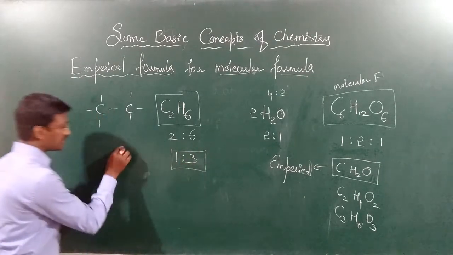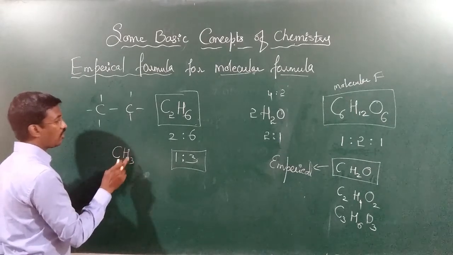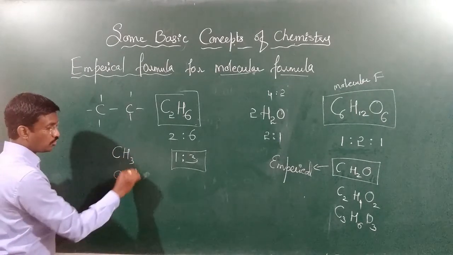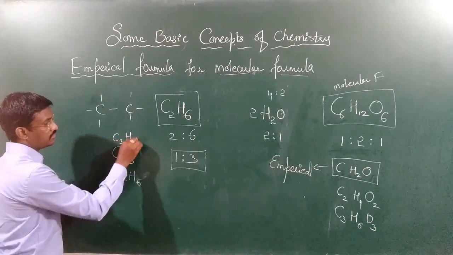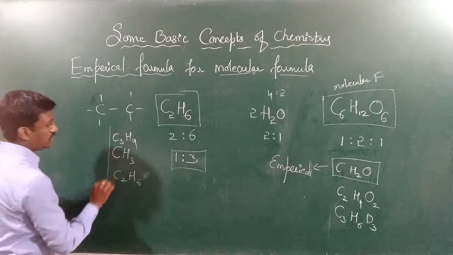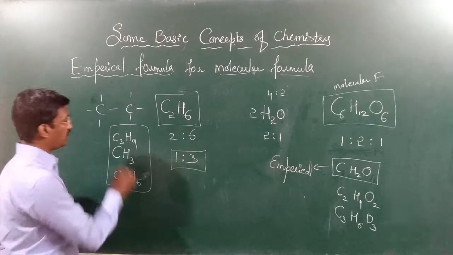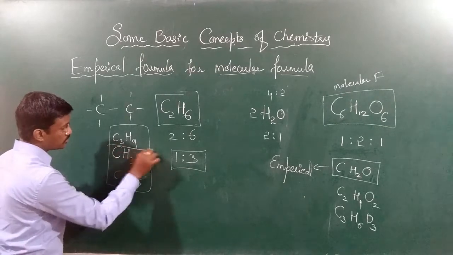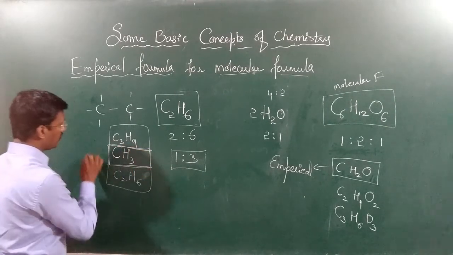So 1:3 is nothing but carbon is 1, hydrogen is 3. So it may be CH3 or it may be C2H6 or it may be C3H9. So these all follow the 1:3 formula. Here the smallest one is CH3. This is called the empirical formula.